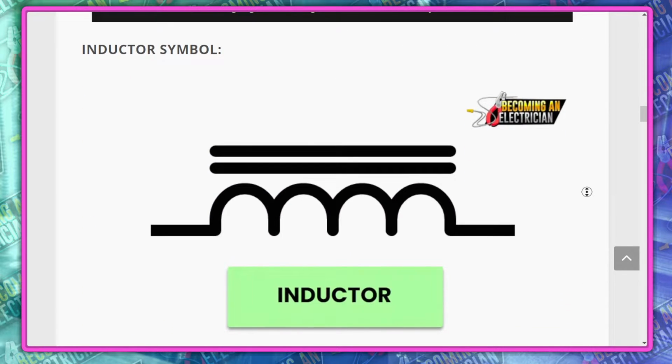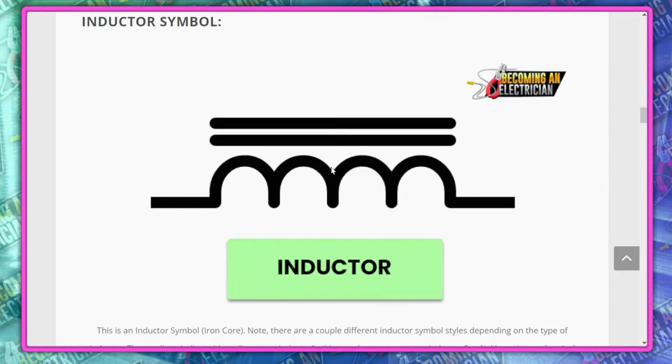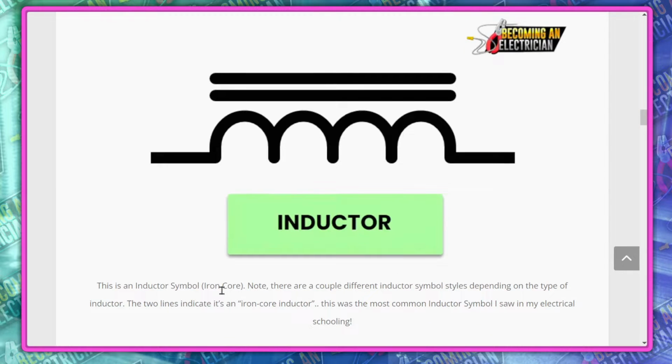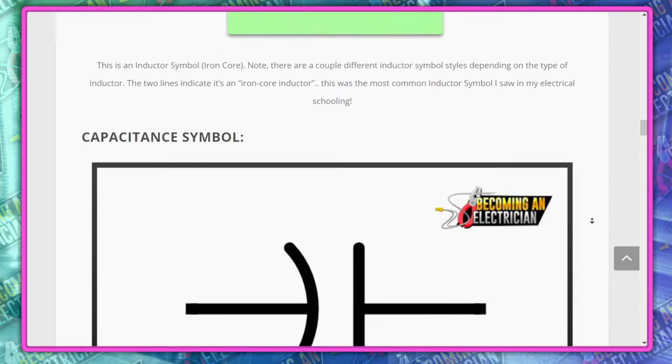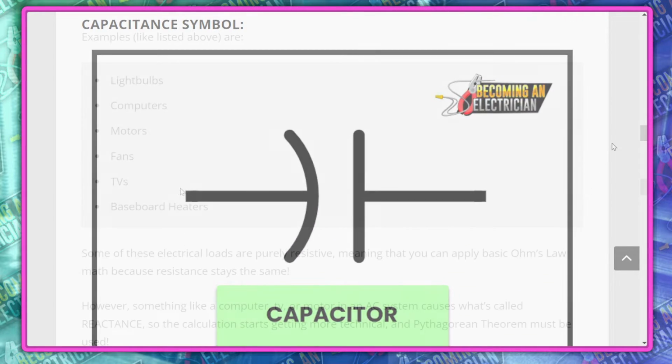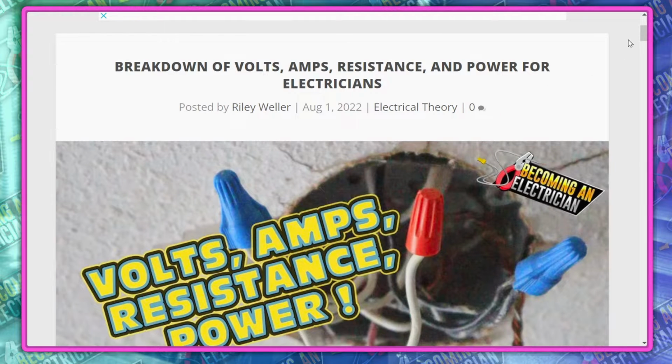Here's an inductor symbol. Now there are different styles of inductor symbols. This one is an iron core. This is the most common one I saw when I did my schooling. And then there's a capacitance or a capacitor. Okay. There is one other article I want to quickly share with you.